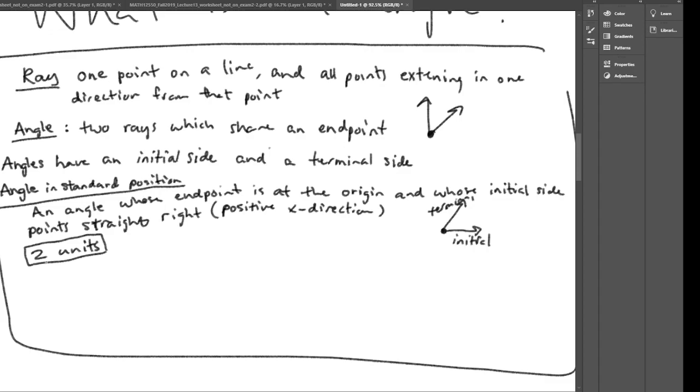Just like we might use inches or feet or centimeters or meters to measure distances, and those distances might be the same measurement but with a different number, like 1 foot might be 12 inches, right? There are two different units that people use to measure angles.